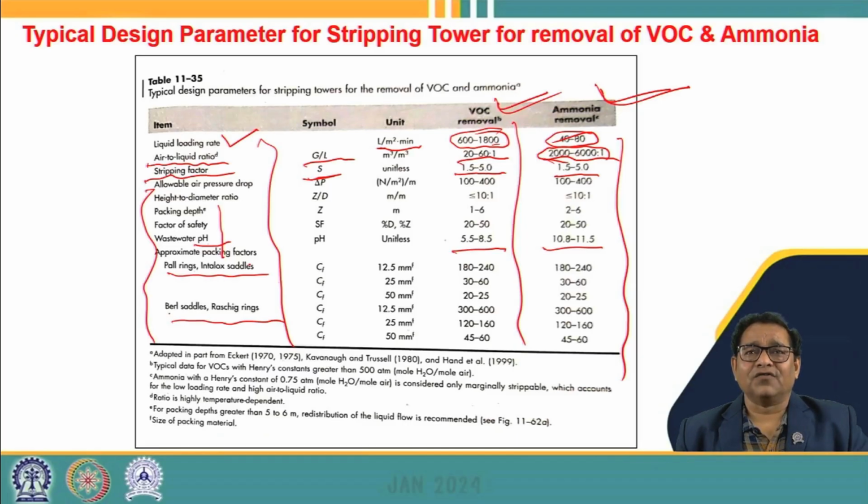These towers are used for removal of ammoniacal nitrogen. Similarly, there are aeration systems which are used for removal of VOCs.